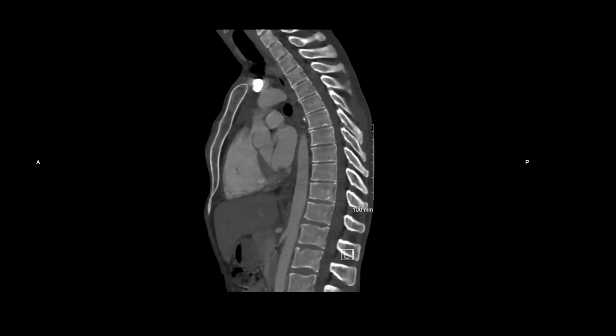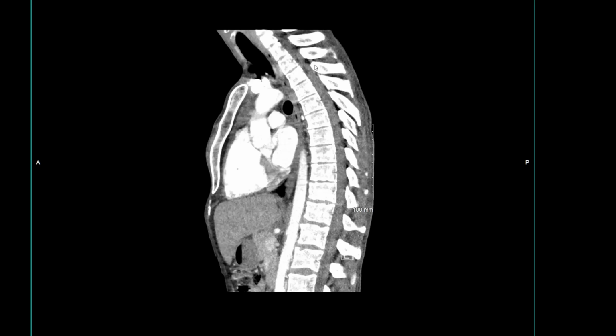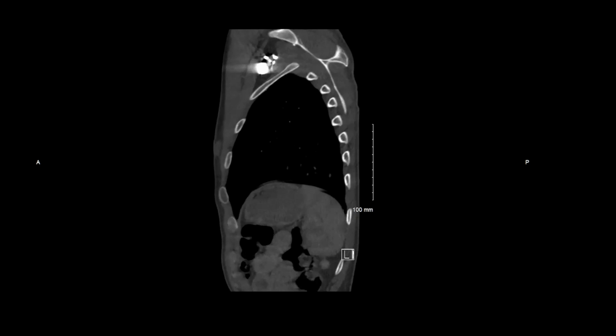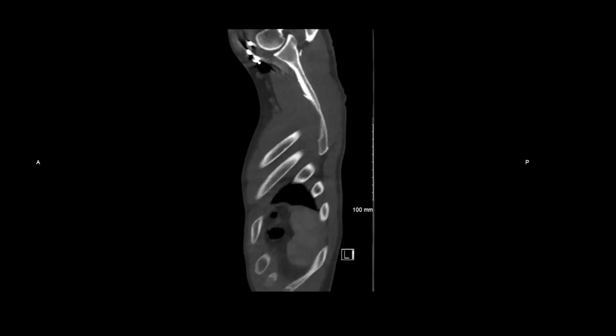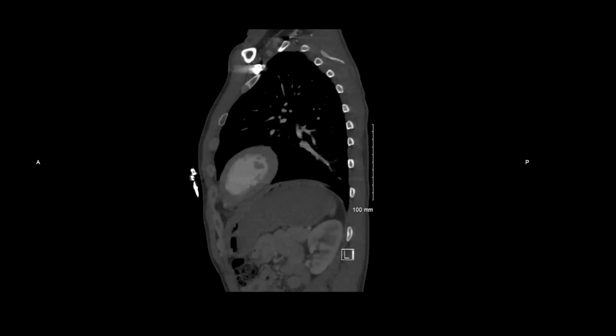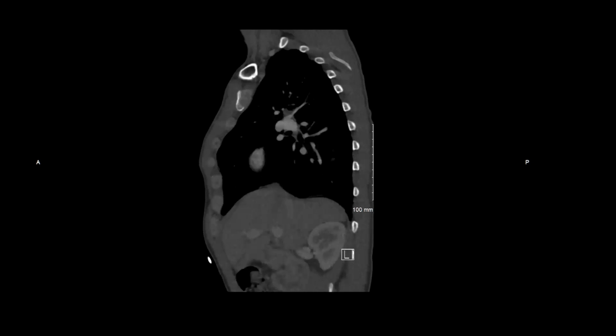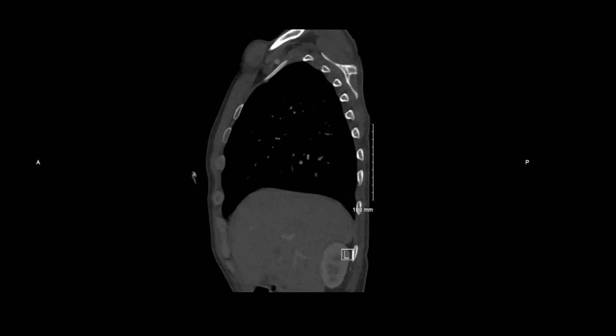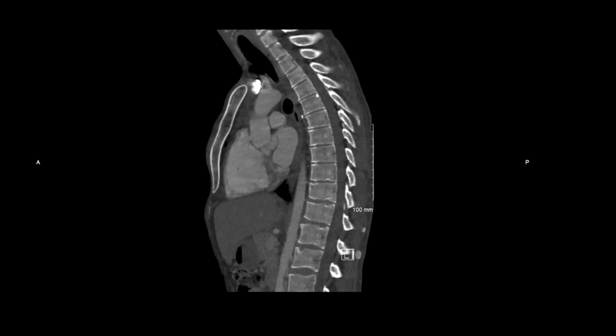I then will put it into a soft tissue window where I can look at the spinal canal, making sure I don't see any abnormalities within the spinal canal. I will then turn my attention to the ribs. I often find that seeing lytic or sclerotic lesions or fractures is actually easier in the sagittal and coronal plane than it is in the axial plane. So I'll slowly scroll back and forth, assessing the ribs for any evidence of abnormality.